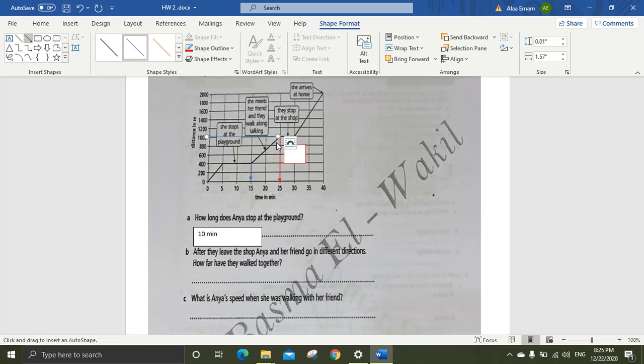Okay, so the final point was at 1000 meters, while the initial point they started walking from was at 400 meters. Again, so they started walking from 400 meters and they reached 1000 meters. So they walked together apparently a distance of 1000 minus 400, so it is 600 meters.